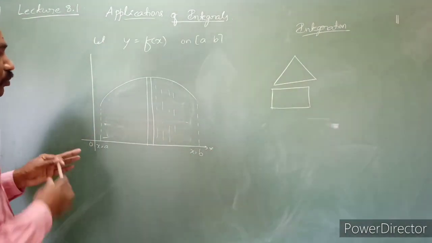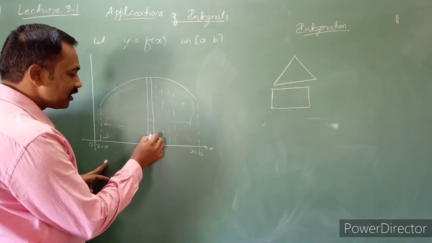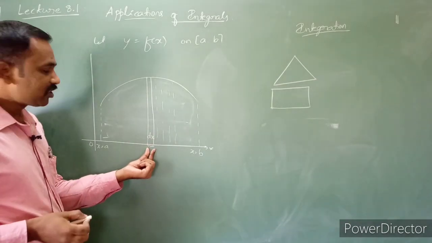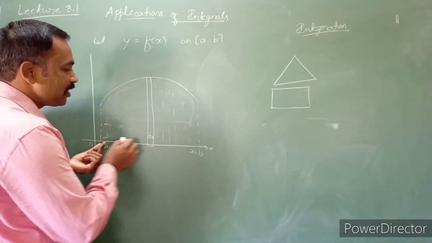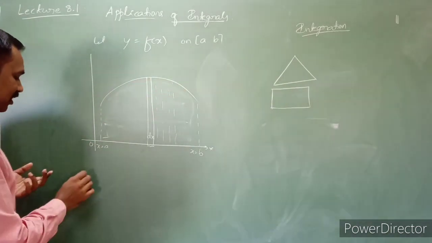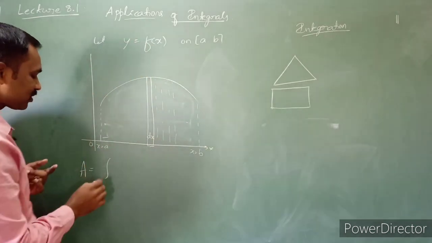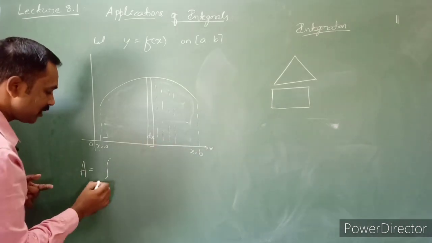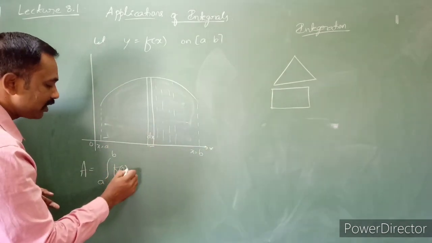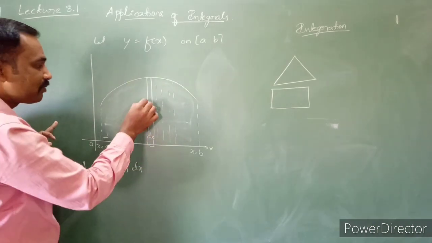Now I make the small strips. I am going to name the width of this strip dx. How many are there? There are an infinite number of strips. So the area under this curve is directly defined as the integral of f of x dx from a to b. What is dx? Length into breadth. What is the breadth? y.